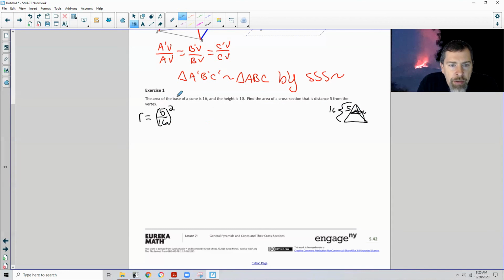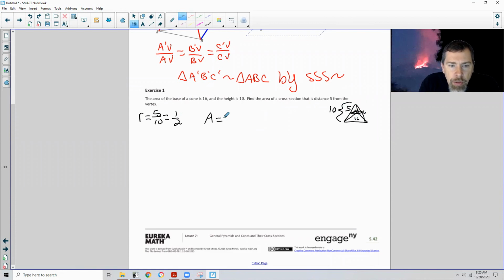And the area of the base of a cone is 16 and the height is 10. Oh, I made a mistake. The area is 16. So this area of the base is 16. The height is 10. So 5 over 10 is our R. Sorry about that. And that reduces to 1/2.